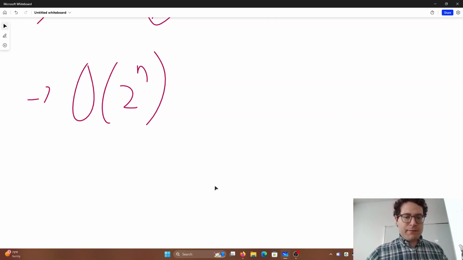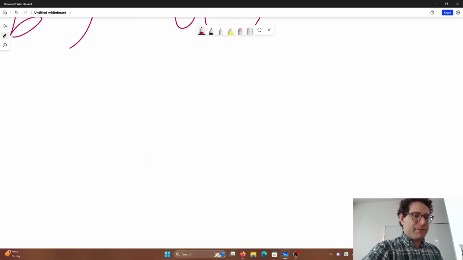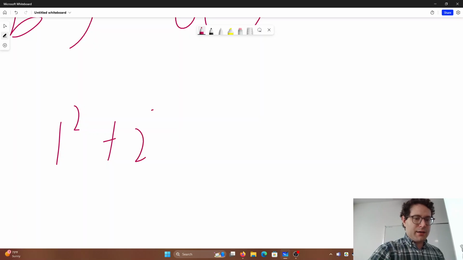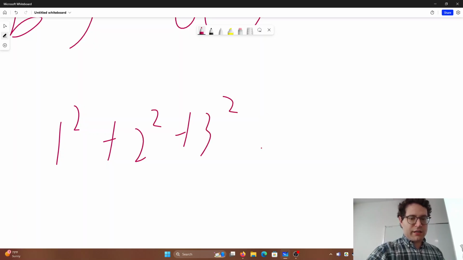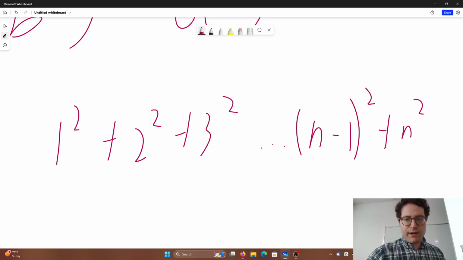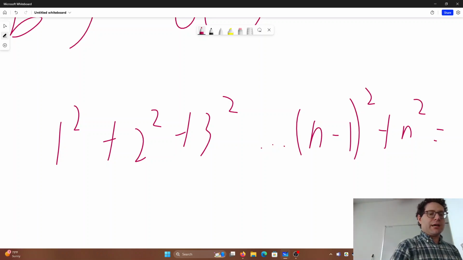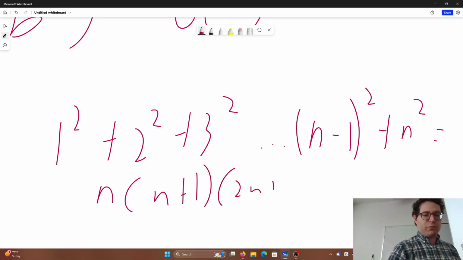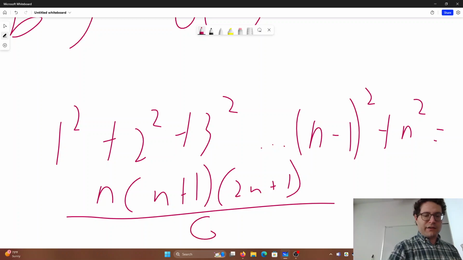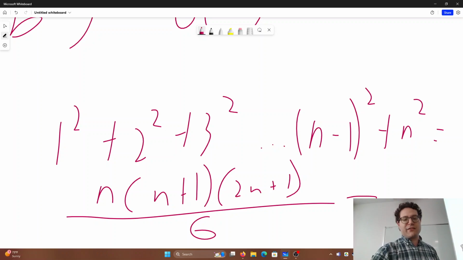All right, and for problem 4, by the way, similarly, this sequence, 1 squared plus 2 squared plus 3 squared, to the n minus 1 squared plus n squared, right? That converges to another term. If we look it up on Wikipedia, it should be n times n plus 1 times 2n plus 1, don't quote me on this, right, over 6. I forget the exact numbers, but I believe those are the exact numbers.